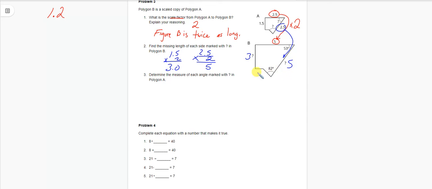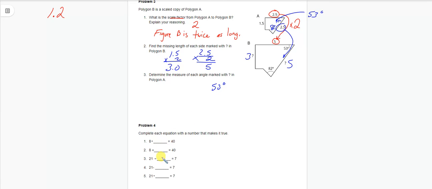And then it says determine the measure of the angles that we don't know. Well, the angles that we don't know are up here. And in scaled copies, angles don't change. So that means that polygon A, this angle on the top right corner is 53 degrees. And the one on the bottom right here is 82. So they didn't change. That one's 82. This one right here is 53 degrees. The angles don't change in those situations.